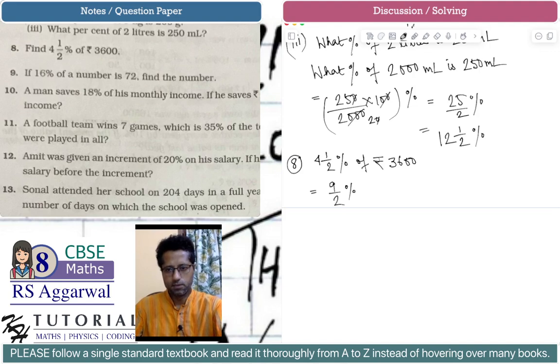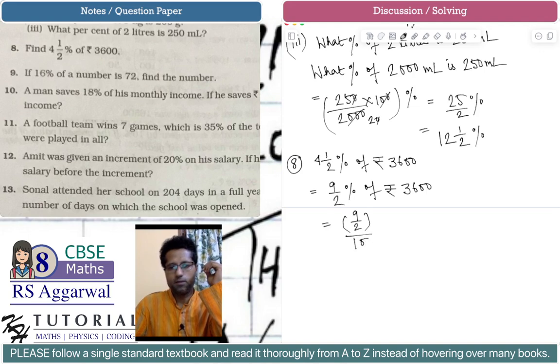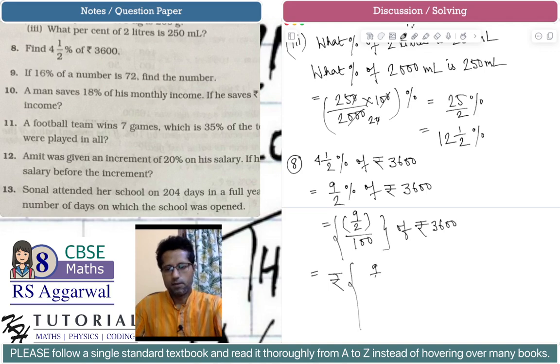So 9 by 2 percentage of rupees 3600 is equal to, 9 by 2 percentage means 9 by 2 divided by 100. So it becomes this of rupees 3600. Now the of operator means multiplication. So this will be rupees 9 by 2 divided by 100 multiplied by 3600.